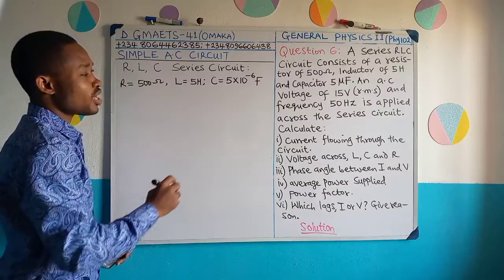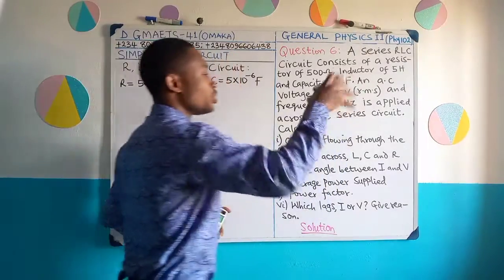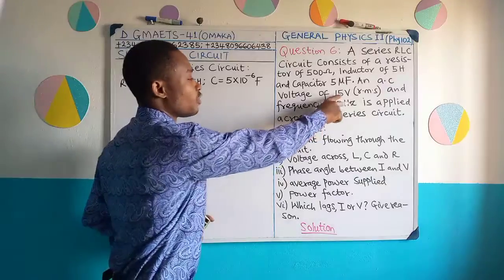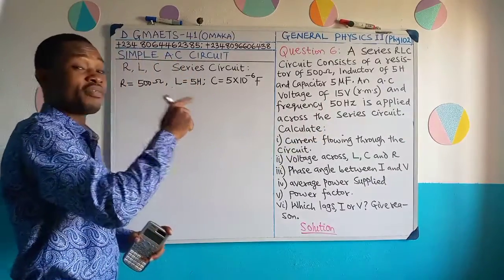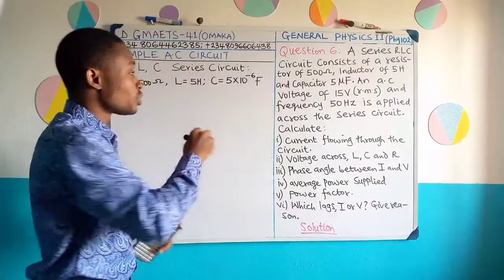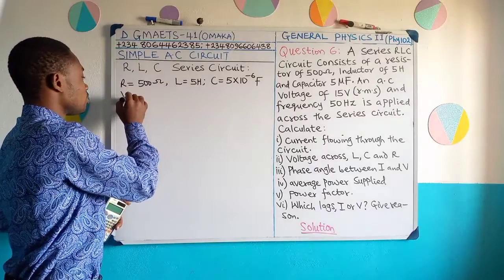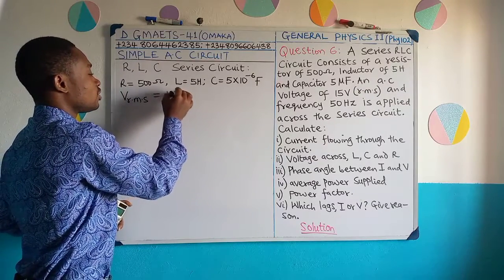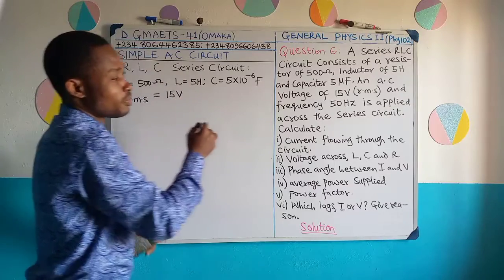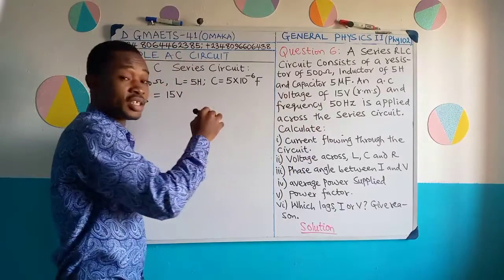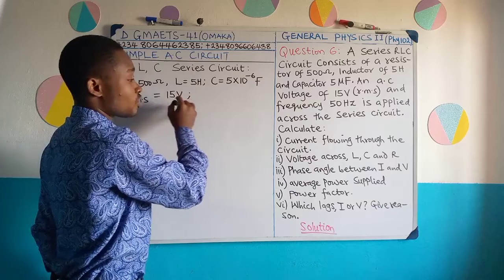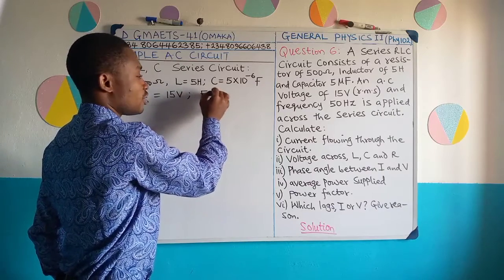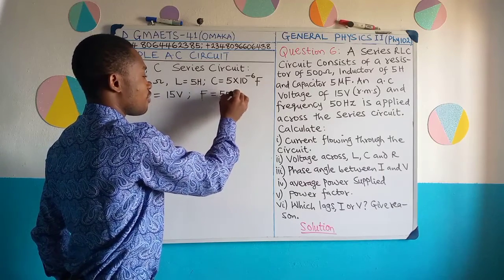They give us the AC voltage we put for that AC circuit, now 15 volts. But they call that 15 volts the root mean square voltage. So I put V RMS equals 15 volts. Then they give us the frequency of this circuit, now 50 Hz.